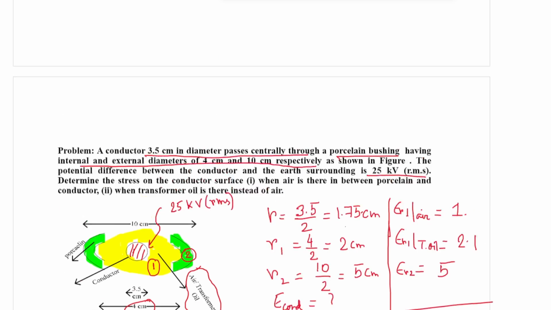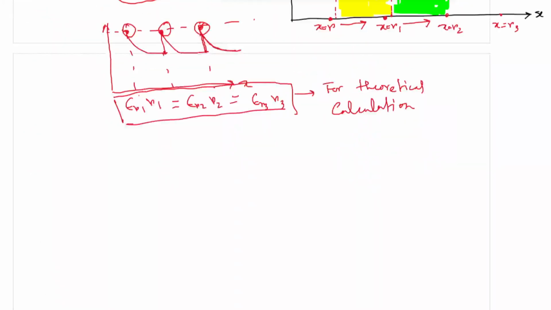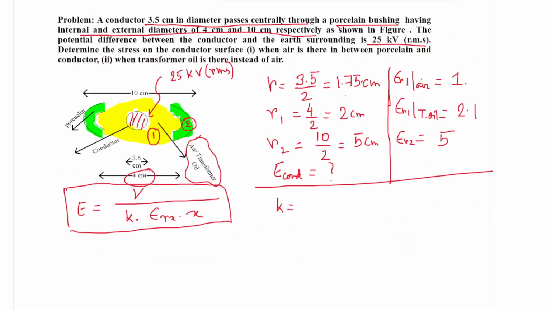Now what is K? K is given by this formula. You will require only these two parts. So K is, I am writing, K is 1 by epsilon R1 if we have air, into ln R1 by R, then we have 1 by epsilon R2, which is for porcelain, into ln R2 by R1.